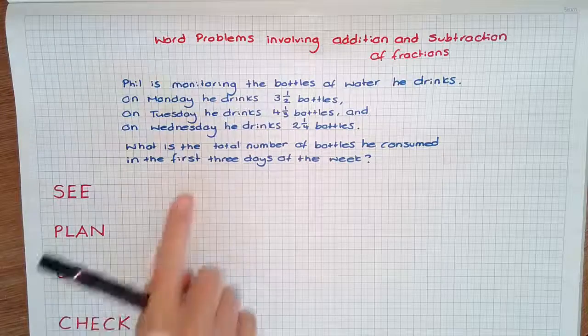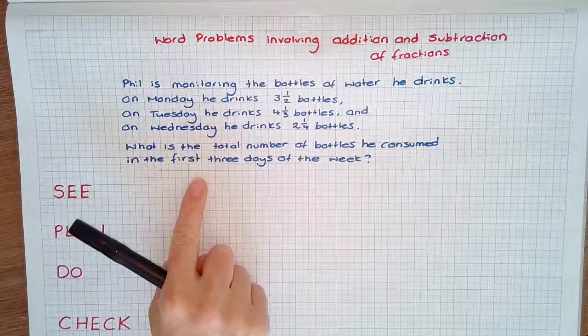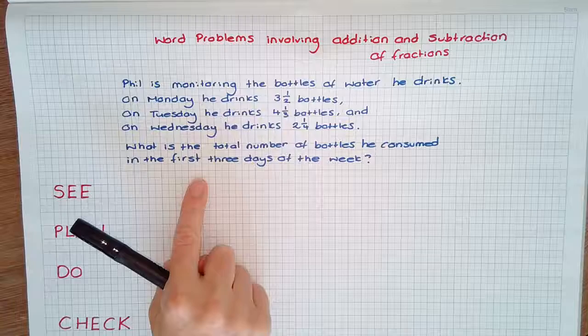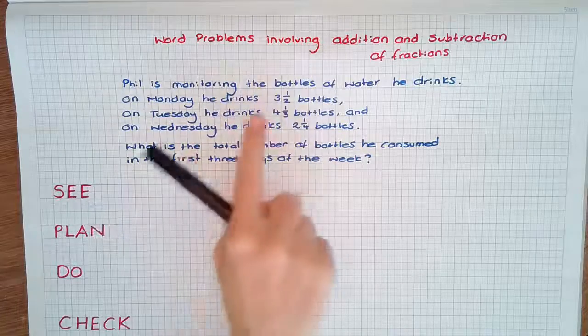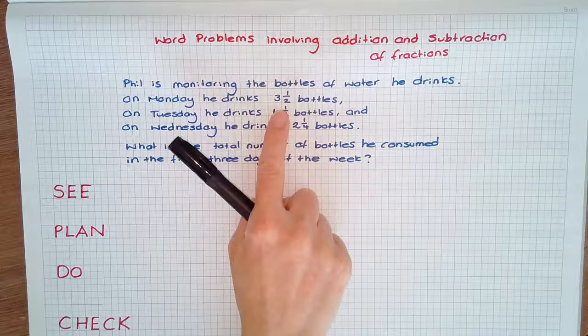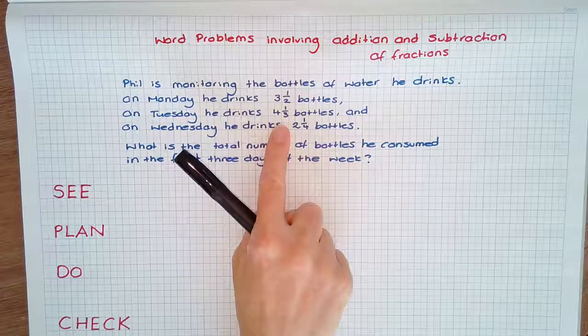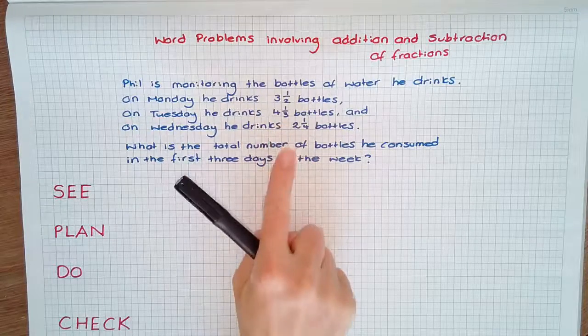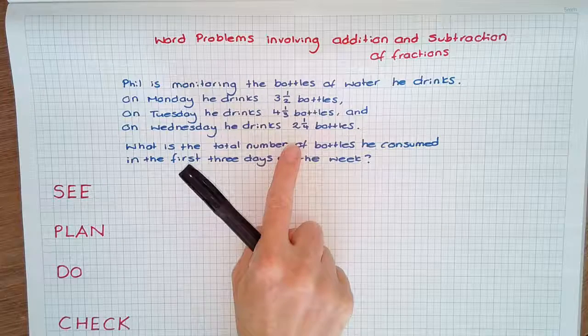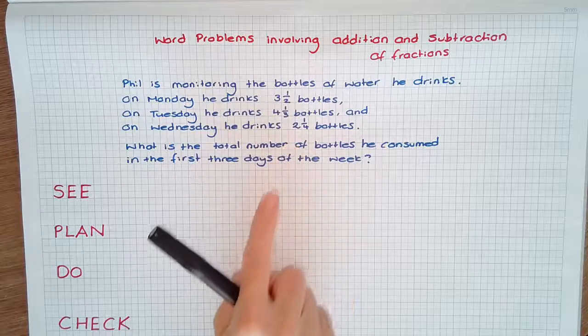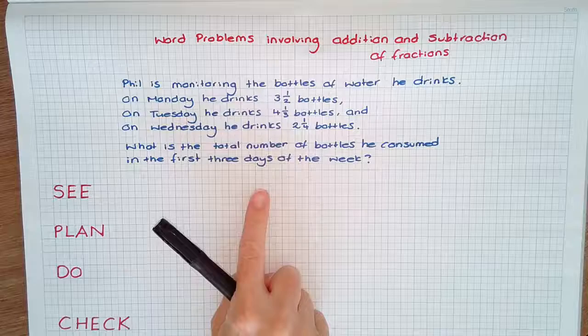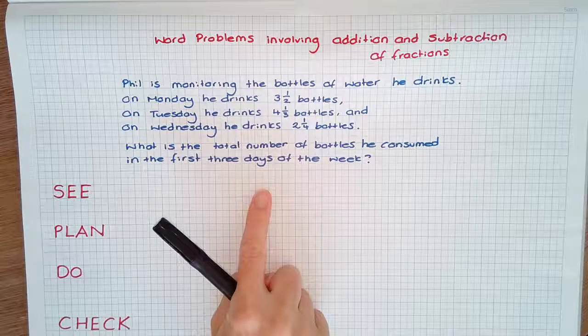The problem we're looking at today is written here. Phil is monitoring the bottles of water he drinks. On Monday, he drinks 3 1/4 bottles. On Tuesday, he drinks 4 1/3 bottles, and on Wednesday, he drinks 2 1/4 bottles. What was the total number of bottles consumed in the first 3 days of the week?